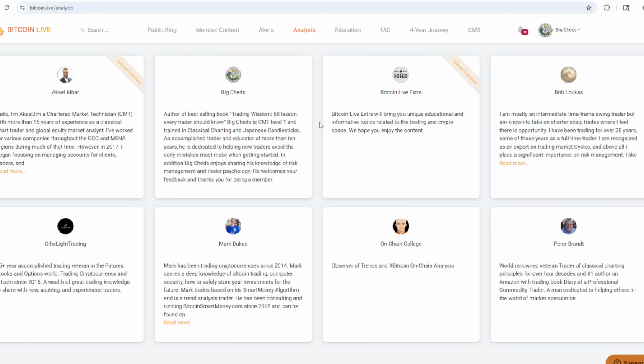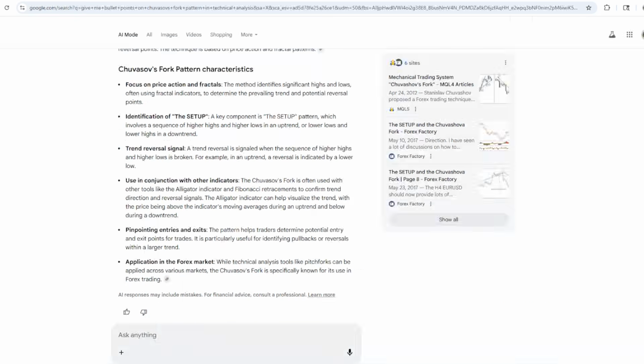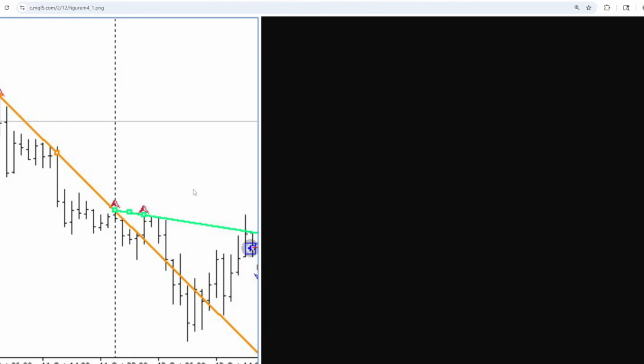For today's lesson, we're going to talk about a reversal technique for a trend called Chuvasov's fork, and hopefully I'm pronouncing his name properly. I'll show you an image, but it's essentially a technique using diagonal trend lines to estimate when the trend is weakening and reversing.